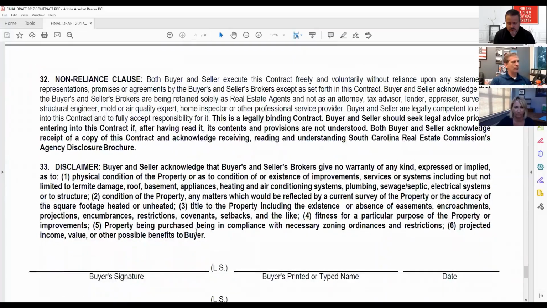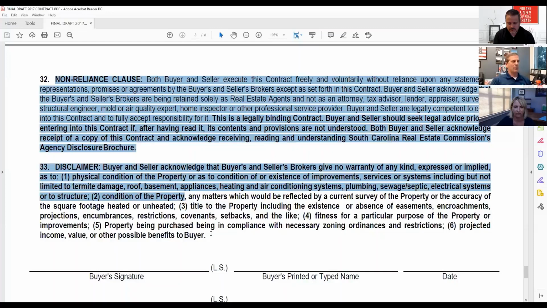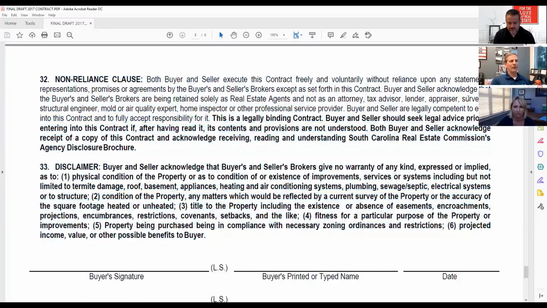Last 2 paragraphs are basically CYA. They basically say, you haven't provided any legal advice. You're telling the client to go talk to an attorney. Right here, you're not an attorney. You're not a tax advisor. You're not a lender. You're not a surveyor. You're not a structural engineer. You're not a mold expert until you open your mouth and try to become one.